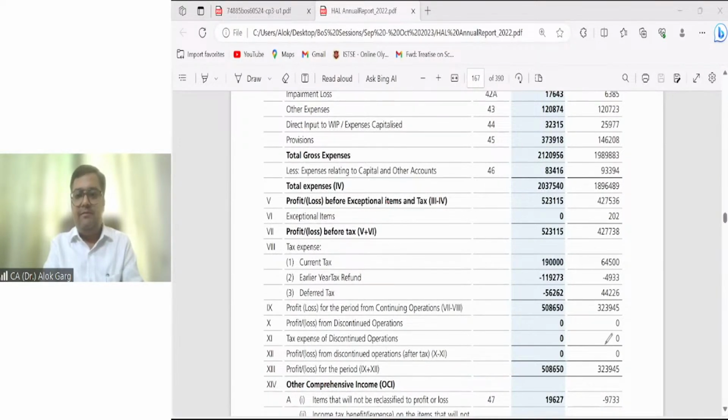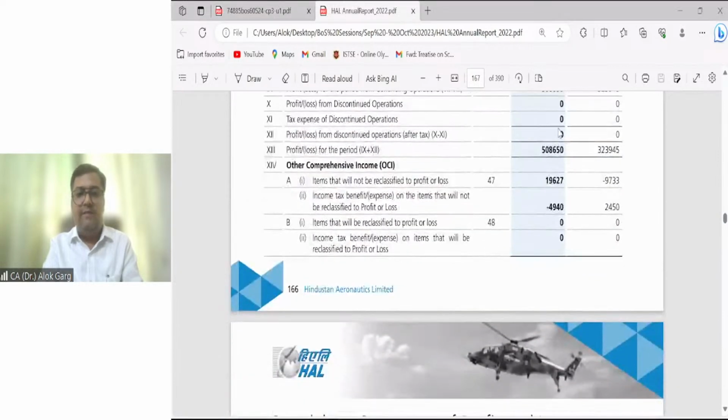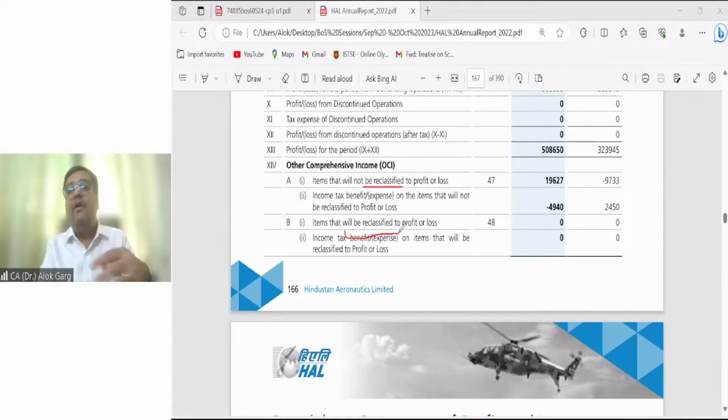And after that, friends, we have other comprehensive income. In other comprehensive income, we have items that will not be reclassified to P&L, items that will be reclassified to P&L. When? At the time of disposal, right? You can see that there is a negative item also. So for example, item that will not be reclassified is this much. There is a deferred tax impact, right?